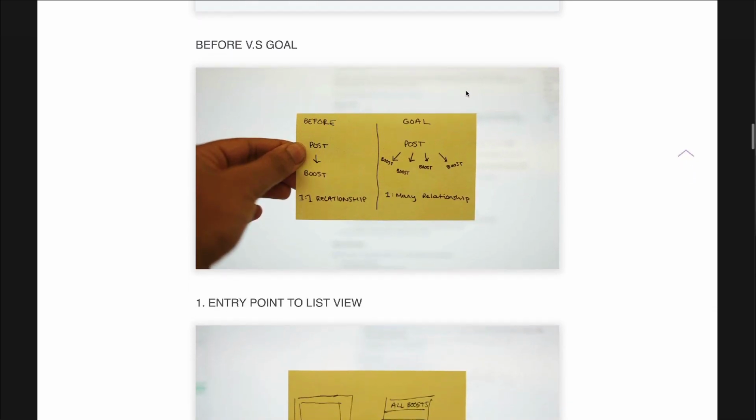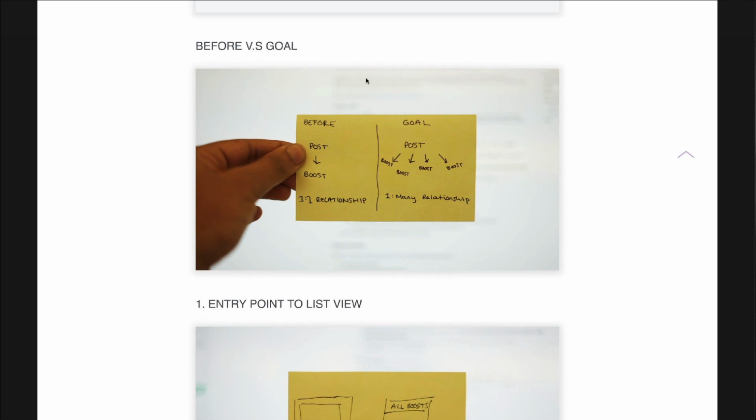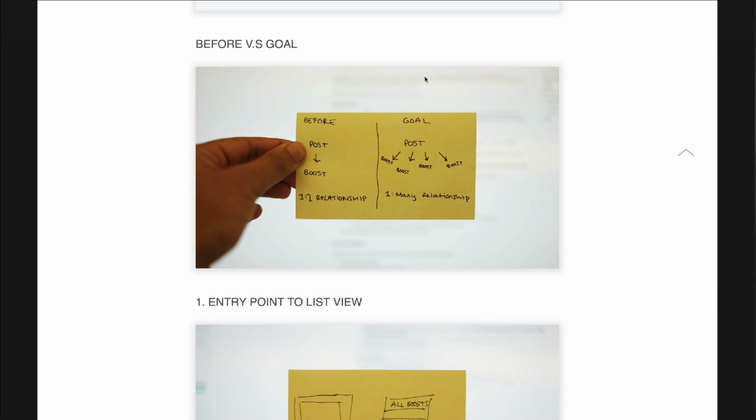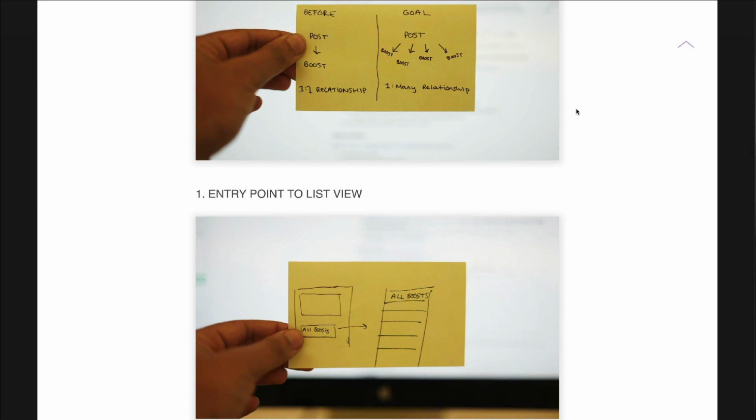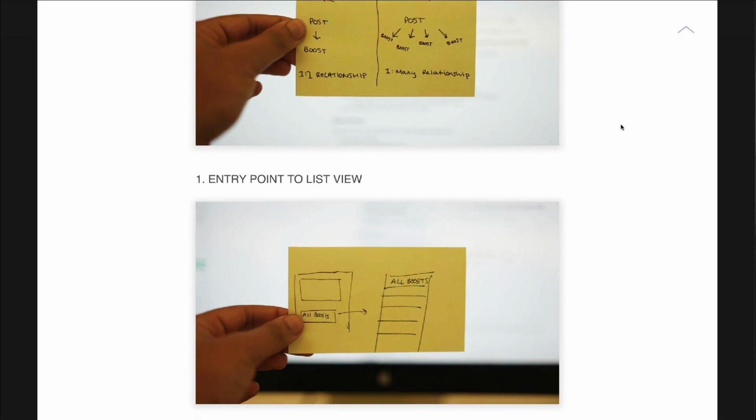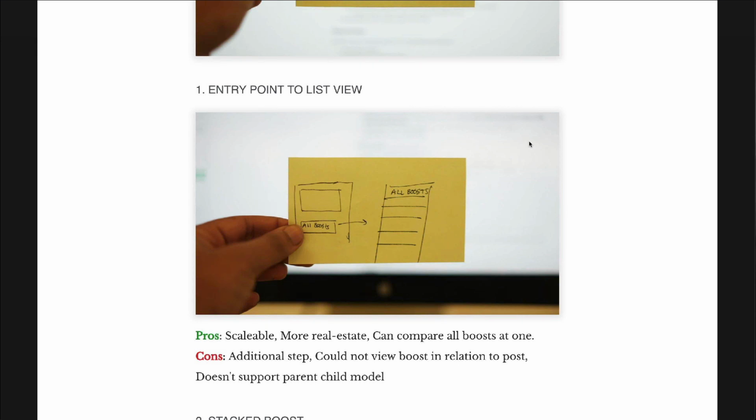Before versus after, which is again the same concept over and over again, which I've been insisting on in this course, and that is we always want to focus on the before and after, or the pain which we had before and the solution, and the goal that was achieved afterwards. It's always just an evergreen formula that's always going to work.